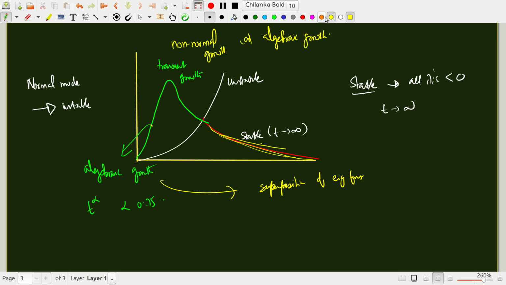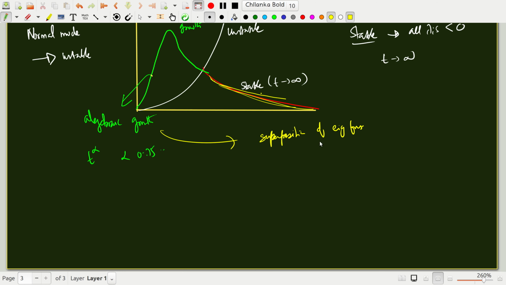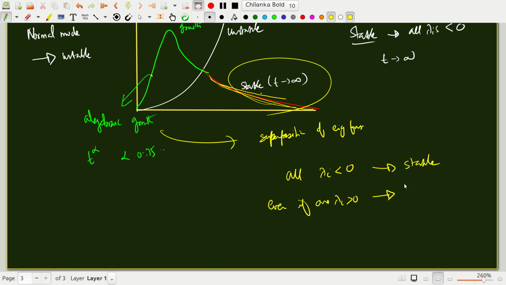Okay, so essentially what we are trying to say is that if you are interested only in asymptotic stability, then you can do away with the prescription of a precise initial condition and merely find the eigenvalues. And if all the eigenvalues have negative real part, or if they are simply real numbers, then if all the eigenvalues are negative, it's stable. And even if one of the eigenvalues is positive, it's unstable.